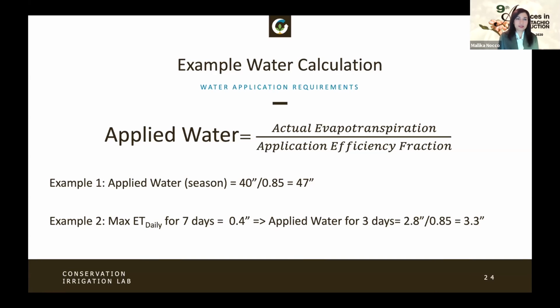And here's a second example. What is the maximum daily evapotranspiration over 7 days? What would that look like, and how are you going to change that and apply water for 3 days? So for three days, let's say we need 2.8 inches, divided by the application efficiency fraction of 0.85. That means for that particular application, you'd need to apply 3.3 inches. This is just another example of how you'd think about that when you want to apply for a smaller portion of time.